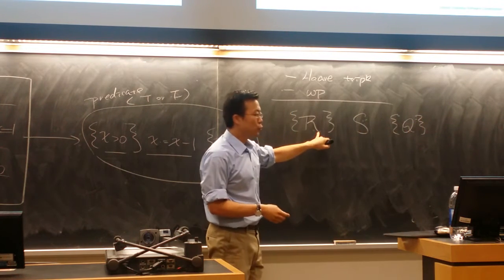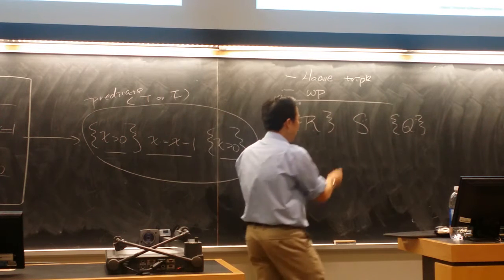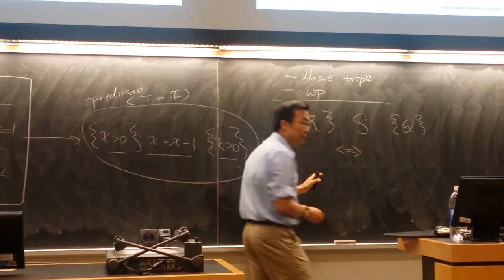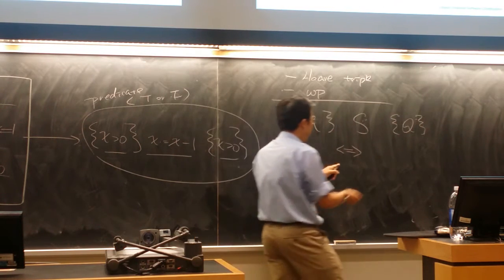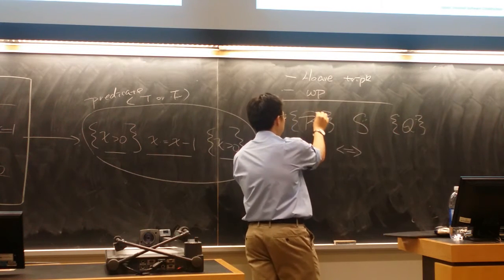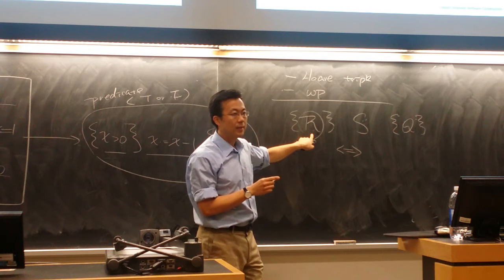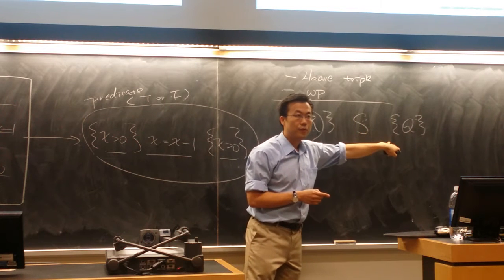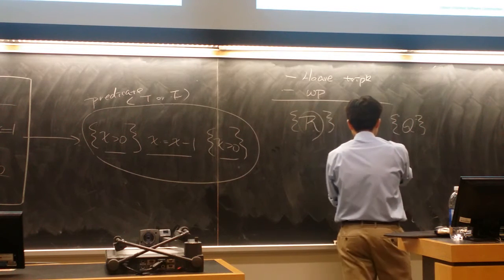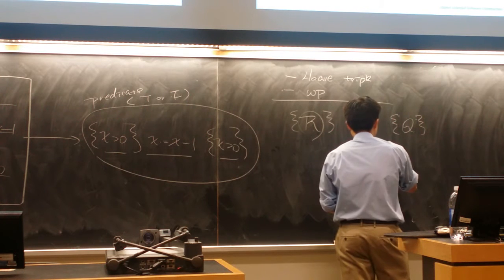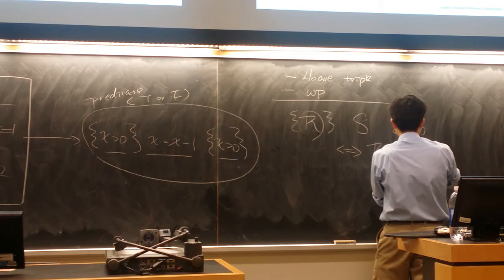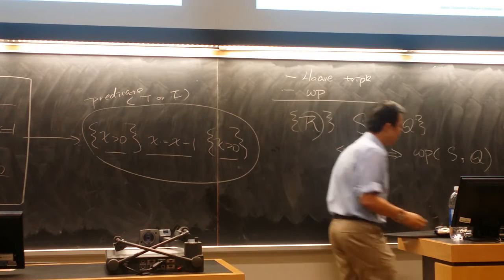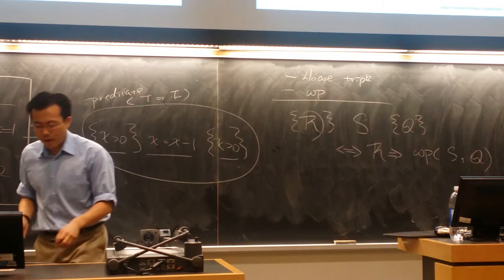So this can be either true or false, right? The definition is, this is true if and only if the condition R here is not weaker than the weakest precondition that we can calculate with respect to S and Q. Okay, let me write it down and then I'll explain. R implies the WP of S and Q.